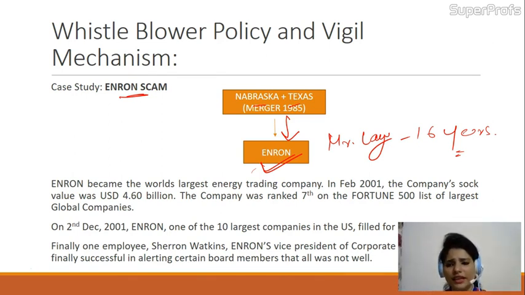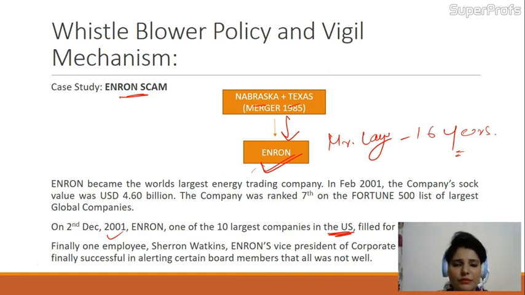What happened then? In February 2000, the value of the company was somewhere around USD 4.6 billion, and among the Fortune 500 companies, Enron was ranked 7th in the list. But on 2nd December 2001, Enron, one of the 10 largest US companies, filed for bankruptcy. You can just understand, a small corporation becoming the world's 7th largest organization as per Fortune 500, and in the same year they filed for bankruptcy.